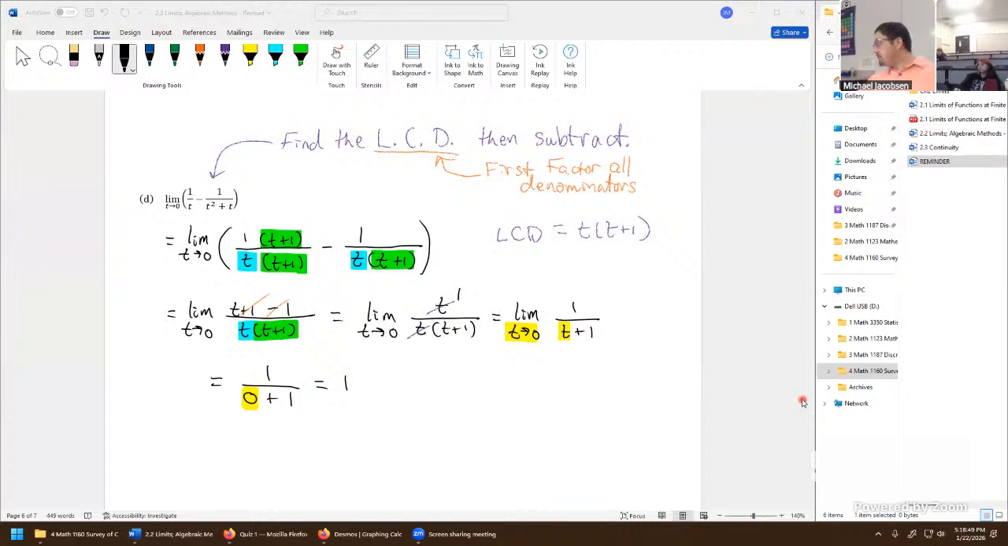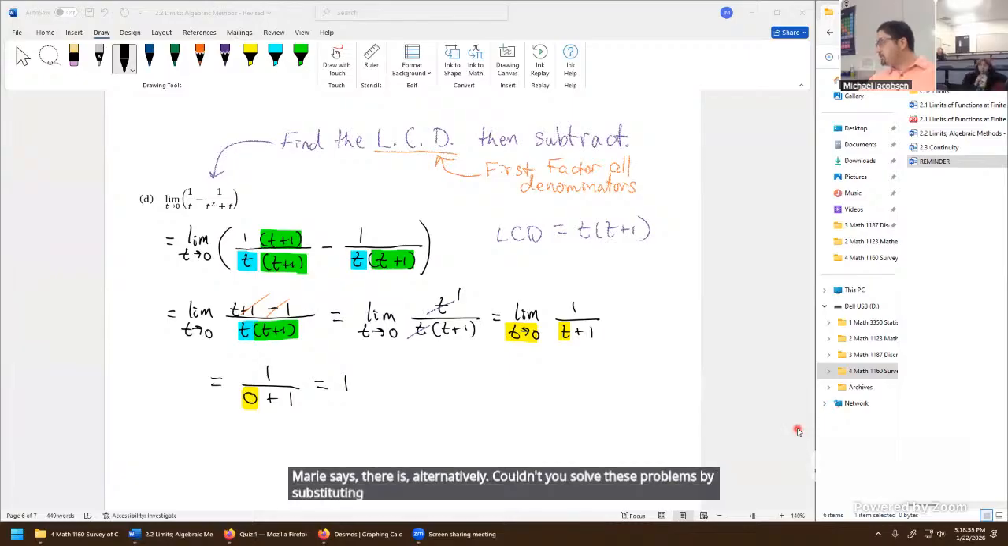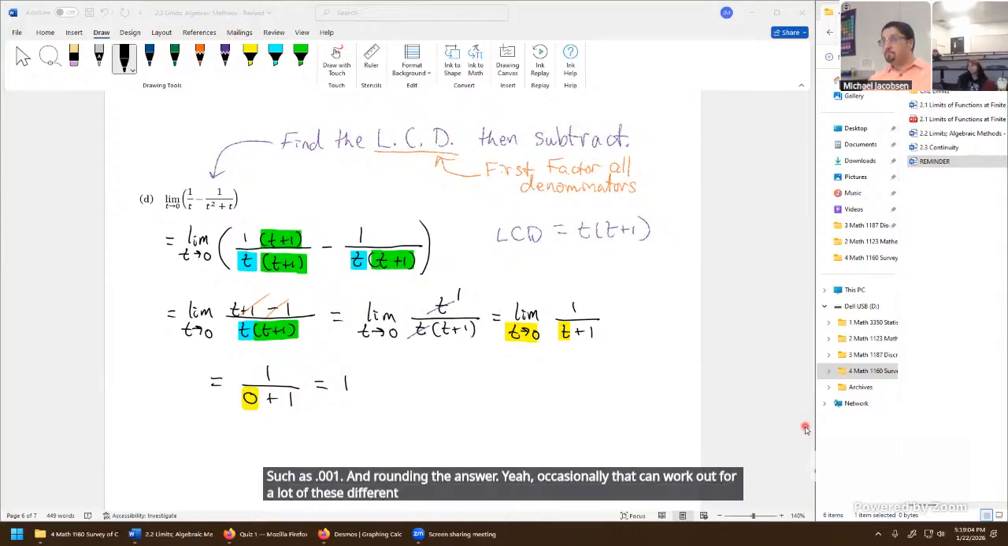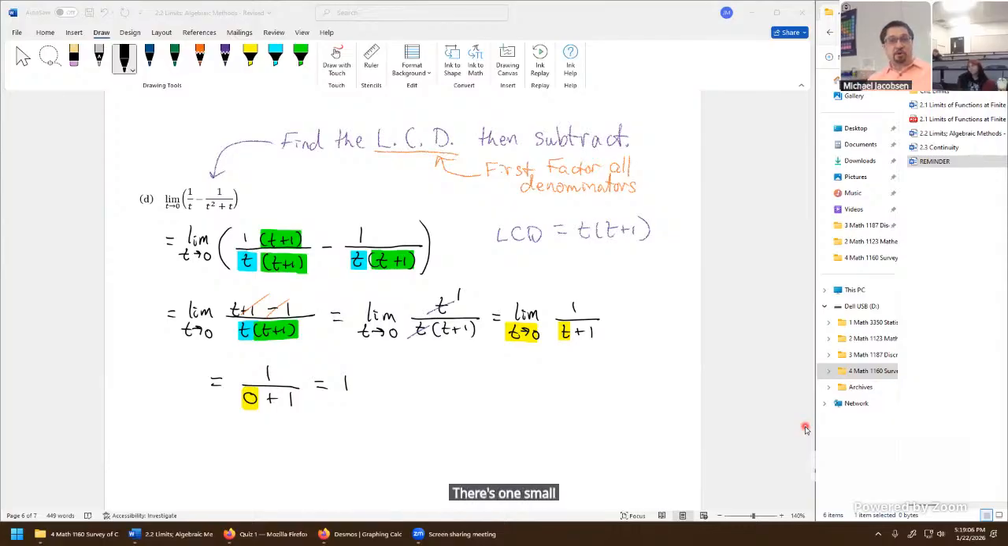Marie says, couldn't you alternatively solve these problems by substituting 0 with a number close to 0, such as 0.0001, and rounding the answer? Yeah, occasionally that can work out for a lot of these different kinds of problems. There's one small danger with that approach, though.